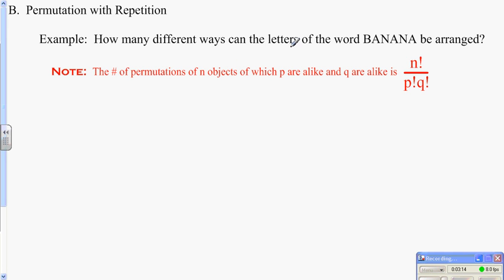How many different ways can the letters of the word banana be arranged? Now this one has a unique formula because the problem with this question is you have A showing up 3 different times and N showing up twice. Because of that, if you chose 2 different N's, you would still have the same result. So you have to divide so you don't have as many. Here we have the total number of letters, which is 1, 2, 3, 4, 5, 6 total letters, even though some are the same.